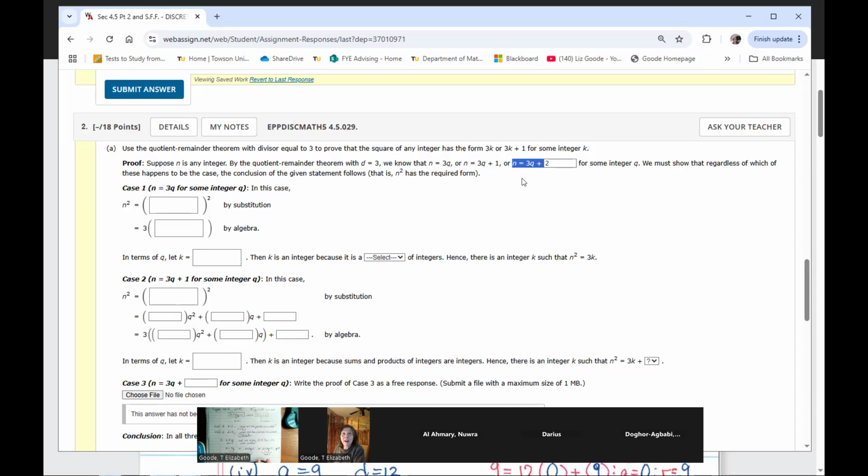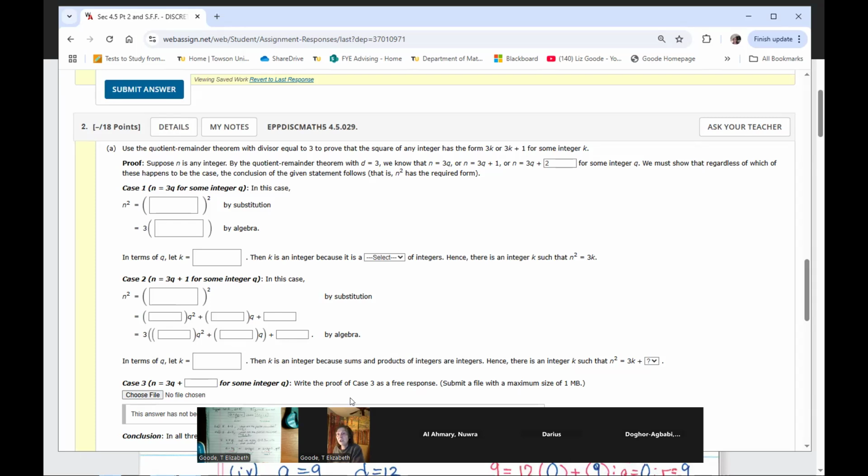What we are going to prove is that when we divide n squared by 3, we cannot get a remainder of 2. We're going to show the remainder always looks like 0 if n squared is 3k, or the remainder looks like 1. That's the case when n squared equals 3k plus 1.